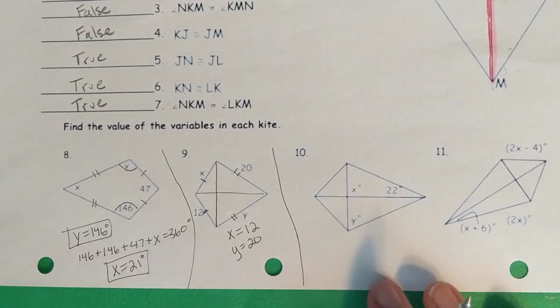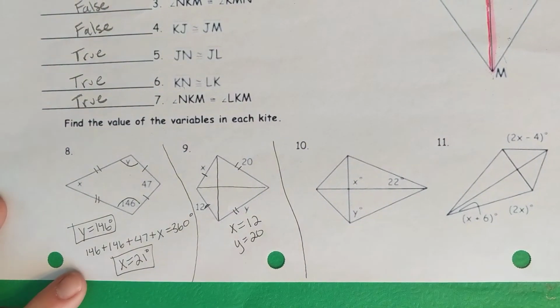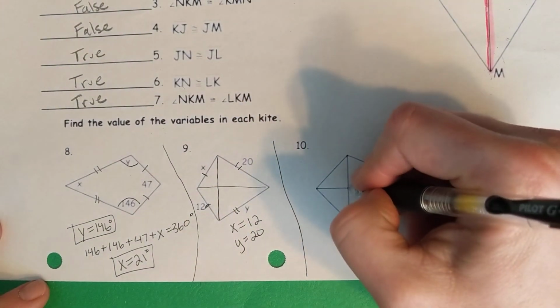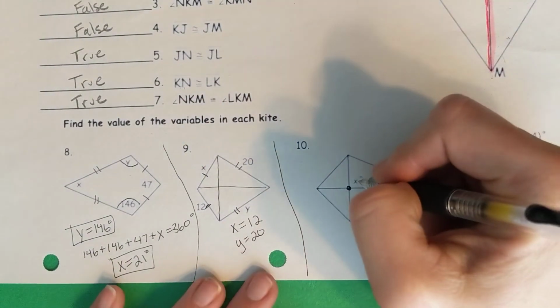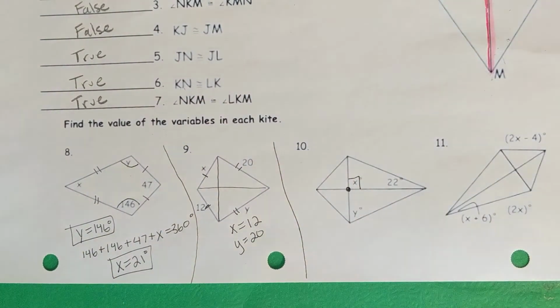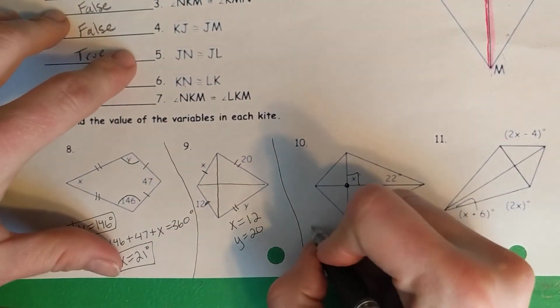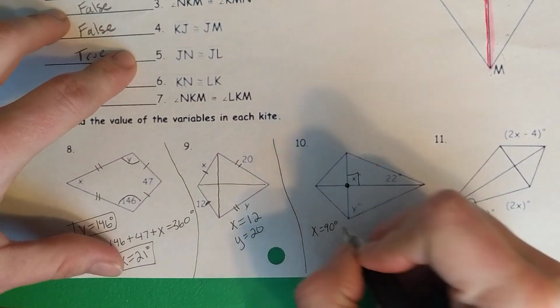Next, we have X here where the two diagonals cross, and hopefully you remember that the diagonals are perpendicular, so X would be a right angle, a 90-degree angle, so X equals 90 degrees.